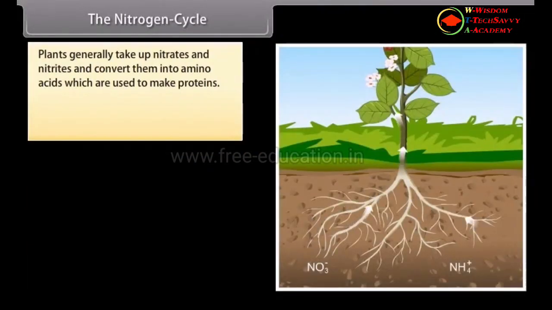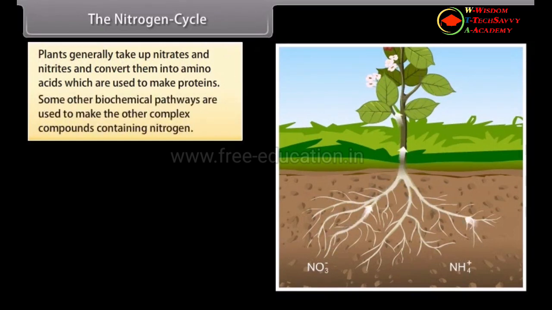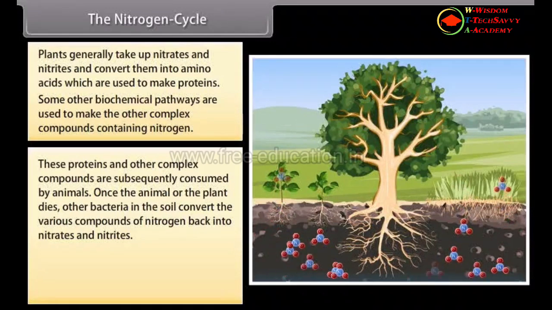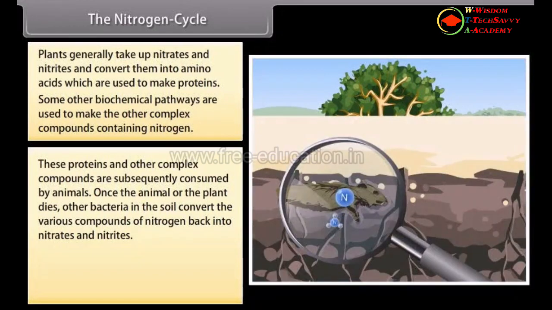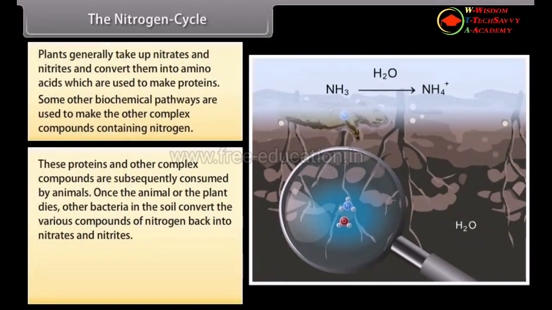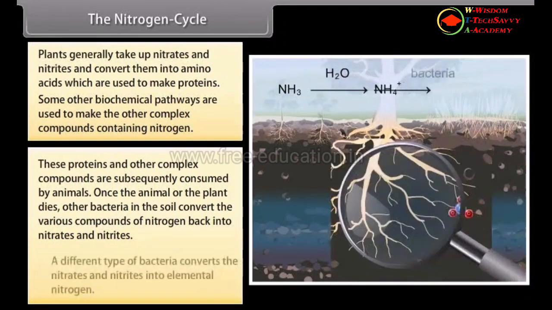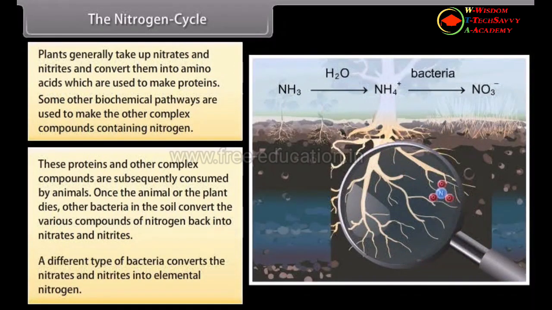Plants generally take up nitrates and nitrites and convert them into amino acids which are used to make proteins. Some other biochemical pathways are used to make the other complex compounds containing nitrogen. These proteins and other complex compounds are subsequently consumed by animals. Once the animal or the plant dies, other bacteria in the soil convert the various compounds of nitrogen back into nitrates and nitrites. A different type of bacteria converts the nitrates and nitrites into elemental nitrogen.